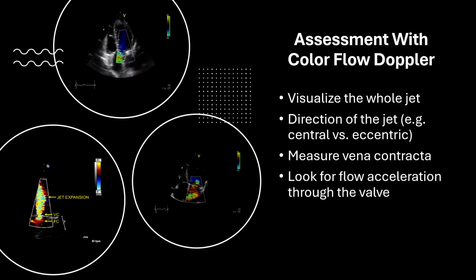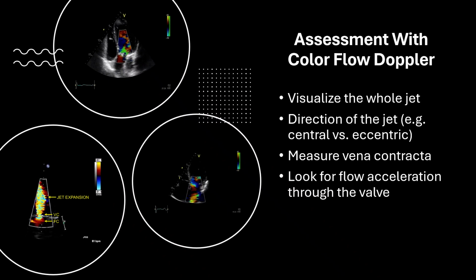So after we finish the 2D assessment, it is time to follow this up with a color flow Doppler. You want to visualize the whole jet in order for you to be able to assess its severity. You want to assess the direction of the jet, whether this is a central jet that comes from the center of the valve or an eccentric jet. You also want to assess the vena contracta and look for flow acceleration through the valve.